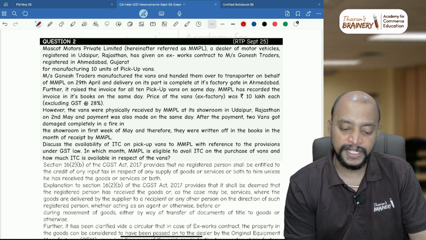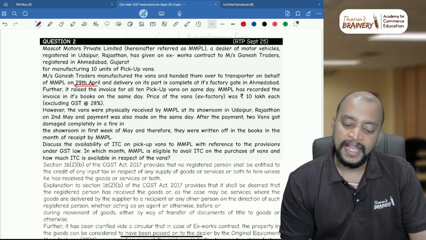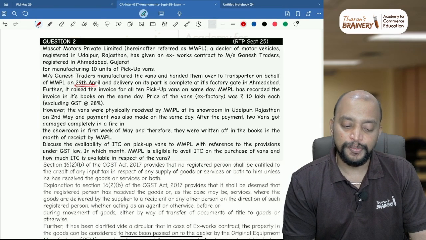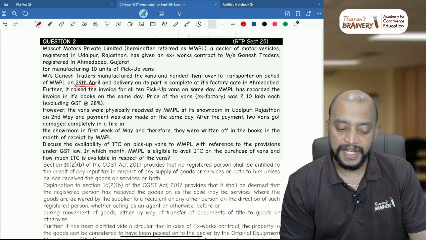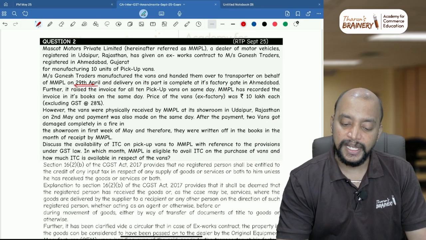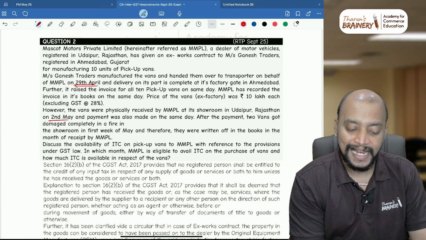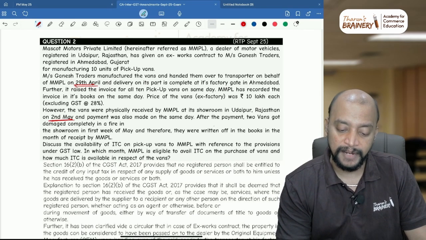Further, it raised the invoice for all 10 pickup vans on the same day, that is 29th April. MMPL has recorded the invoice in its books on the same day. Price of the vans was 10 lakh each excluding GST 28%. However, the vans were physically received by MMPL at its showroom in Udaipur, Rajasthan on 2nd May. They received it on 2nd May and the payment was also made on the same day.